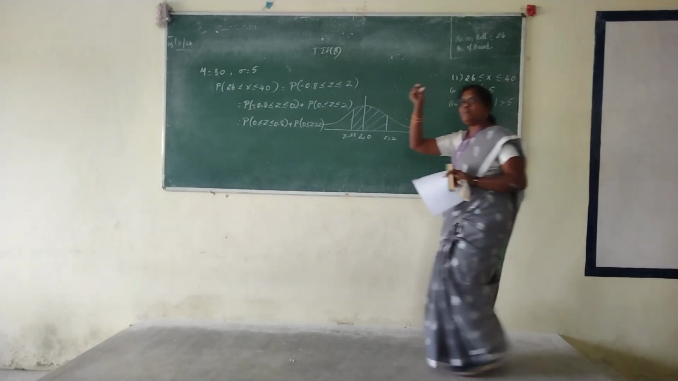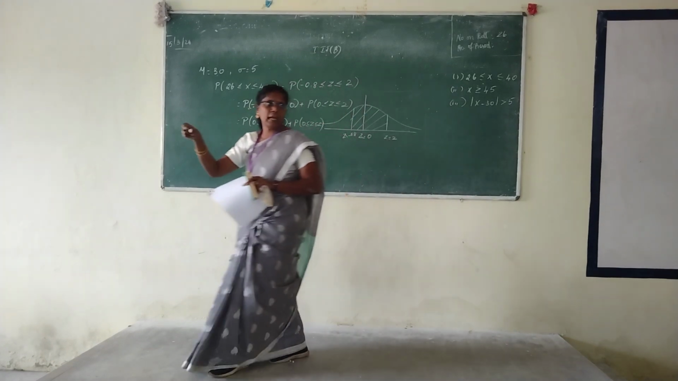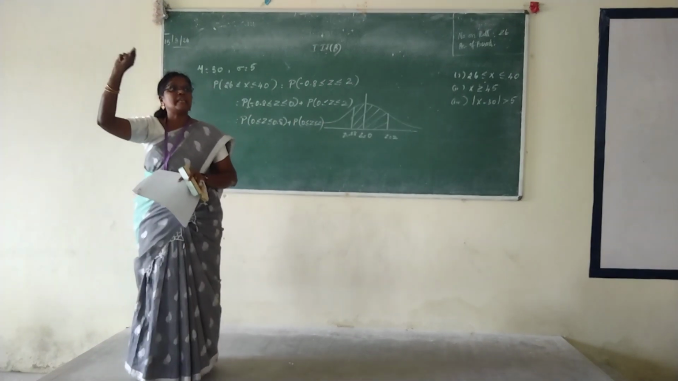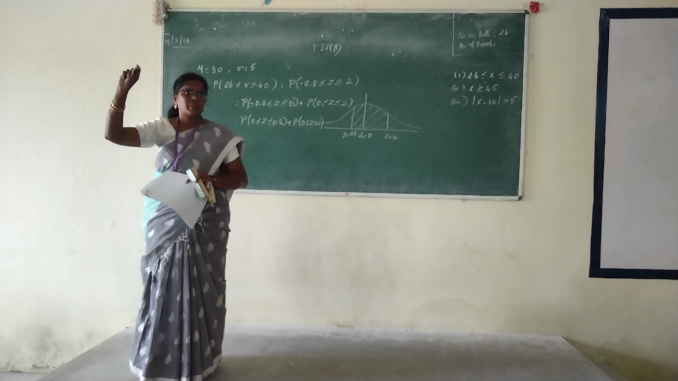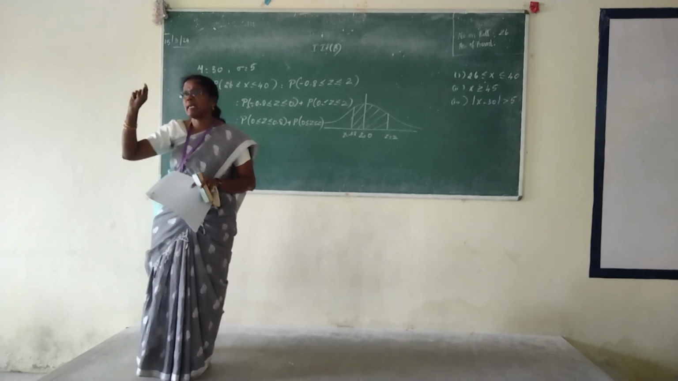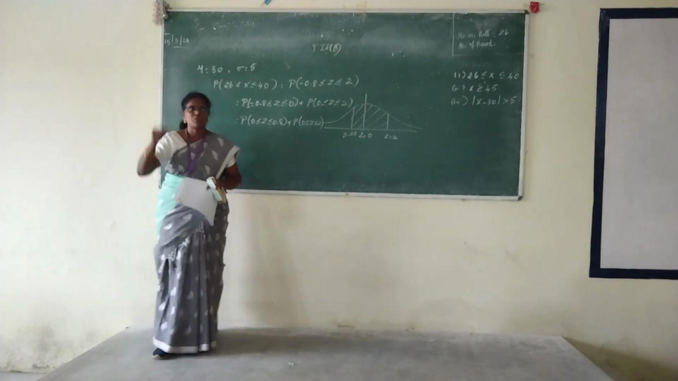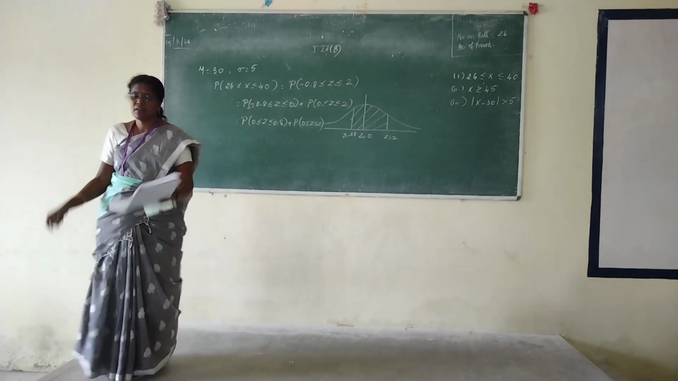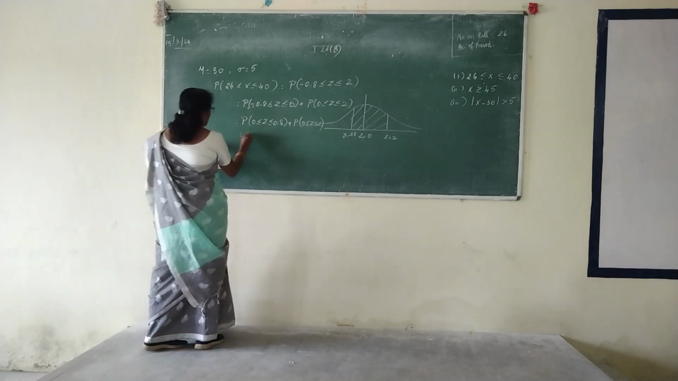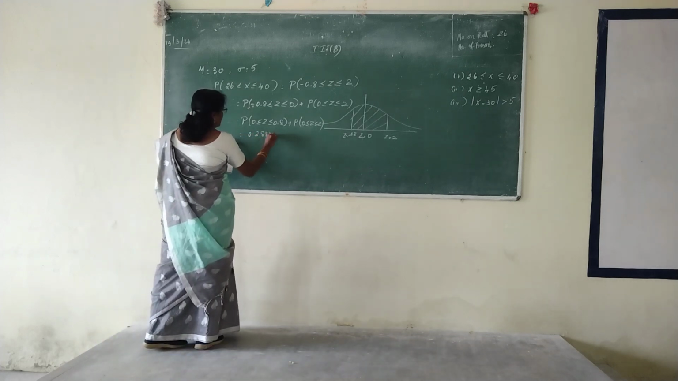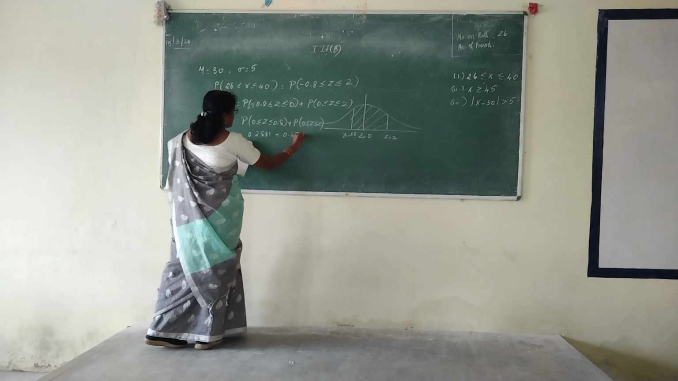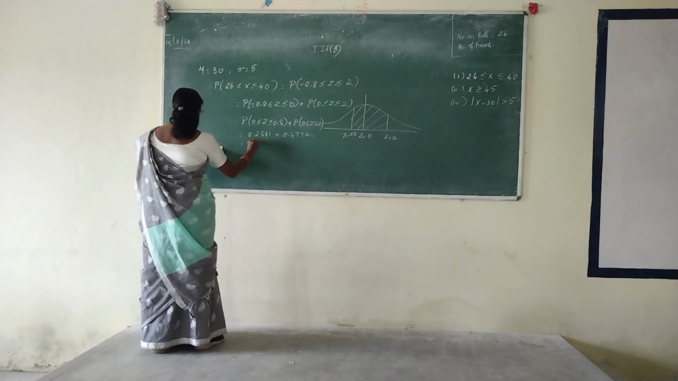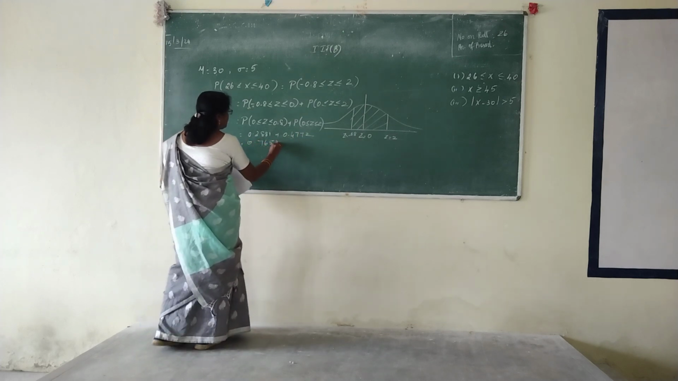The first column only represents the exact values. The top values are the second decimal place. Only the first column will be for the exact value at the first decimal place. So this is equal to 0.2881 plus 0.4772, which is equal to 0.76.